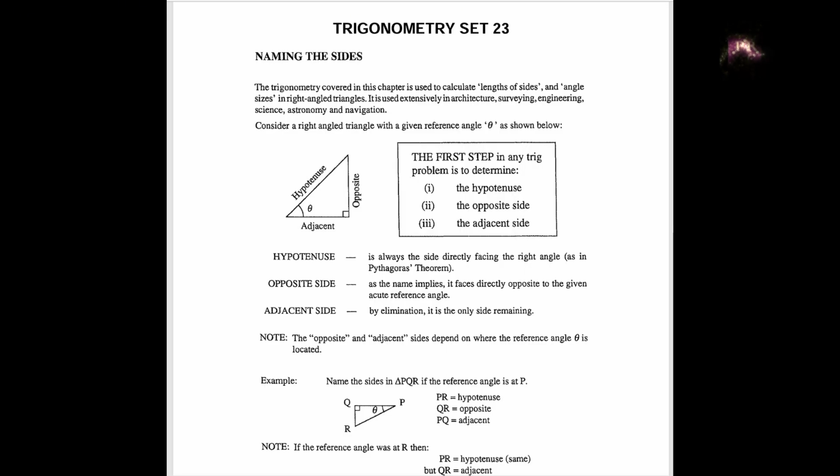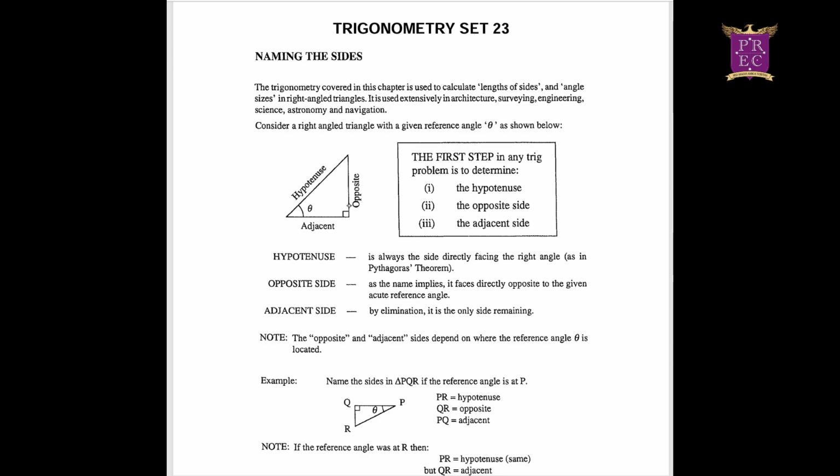Alright guys, today we're going to go through trigonometry, set 23. Okay, so with trigonometry, we always look at right angle triangles and their angles. So with this triangle over here, we know that it is a right angle triangle because of this angle over here, which is a 90-degree angle.